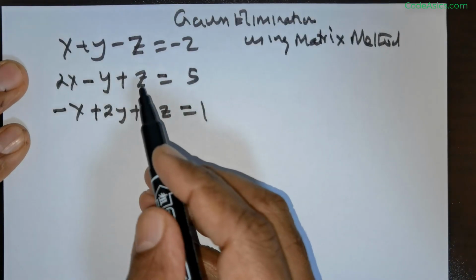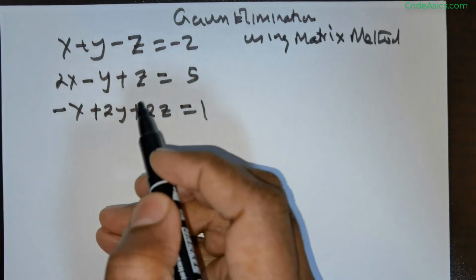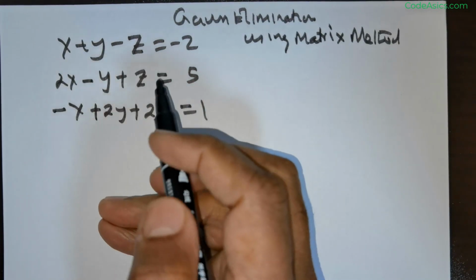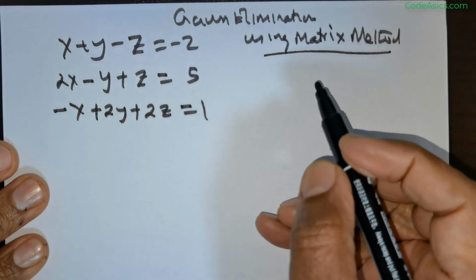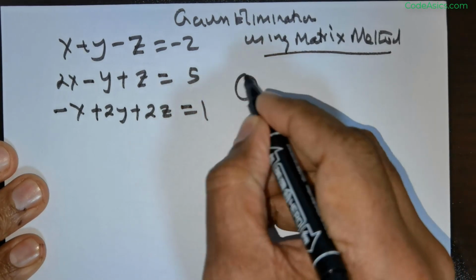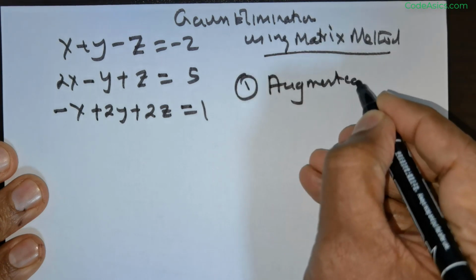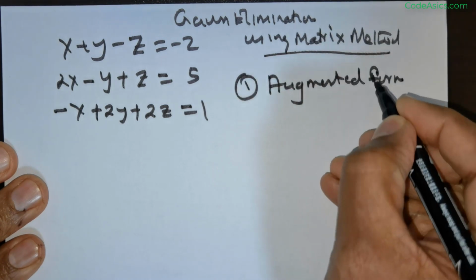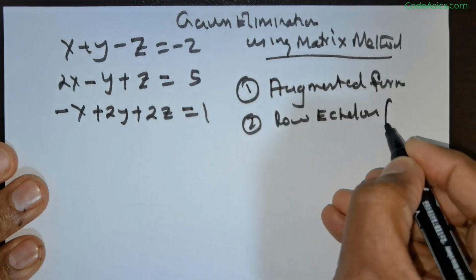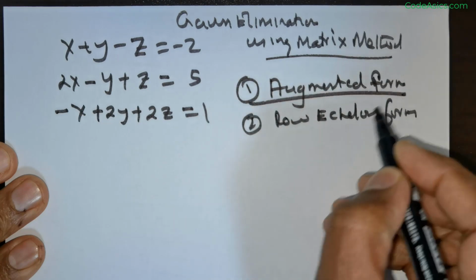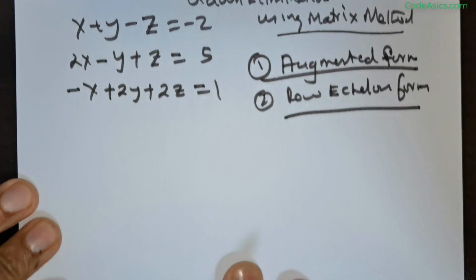So everybody, in this particular session we will be learning how to solve a system of linear equations in this fashion using Gaussian elimination, and in particular we will be utilizing the matrix method. In matrix method there are two important components you will have to know. One is called the augmented form, and the other one is called the row echelon form. So we need to achieve these two forms to get the solution for the system of linear equations.